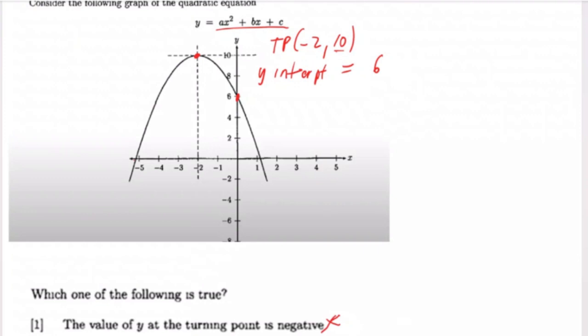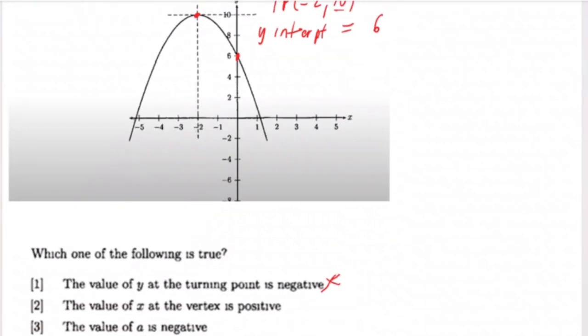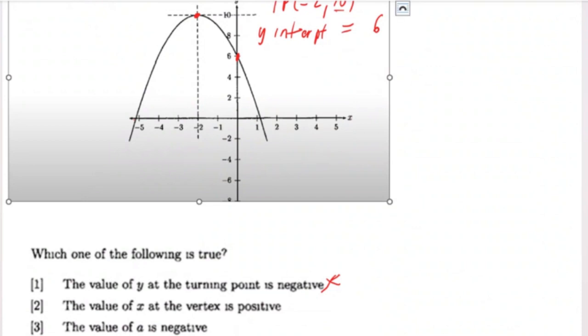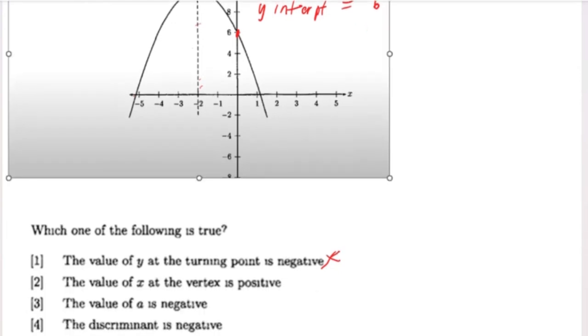Then they say the value of the x of the vertex. Remember, the vertex is your x value of your turning point. It is the axis of symmetry. Your axis of symmetry will be this line. It is the x coordinate of your turning point. We've already identified that it is negative, and this option says positive. You can easily tell because you've done your analysis already.